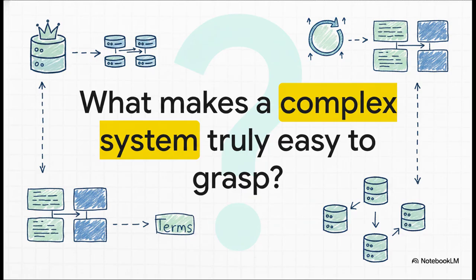So, there you have it. We've just walked through the heart of the Raft algorithm. An algorithm that's famous not just because it works, but because it was specifically designed so people could understand it. We saw how it breaks down this huge, complex problem into smaller pieces like leaders, logs, and elections. So I'll just leave you with this question to think about. What do you think are the key ingredients that make a truly complex system, like this one, genuinely easy to grasp?